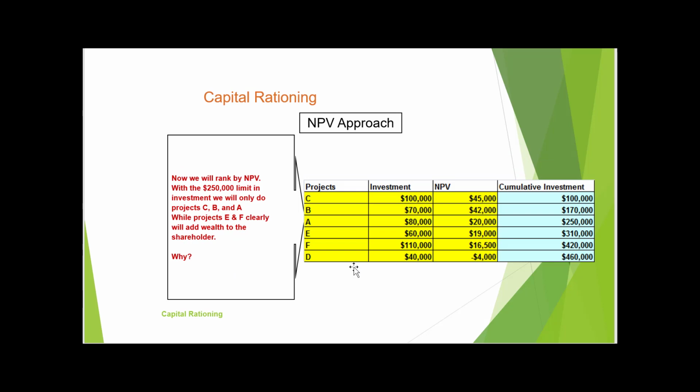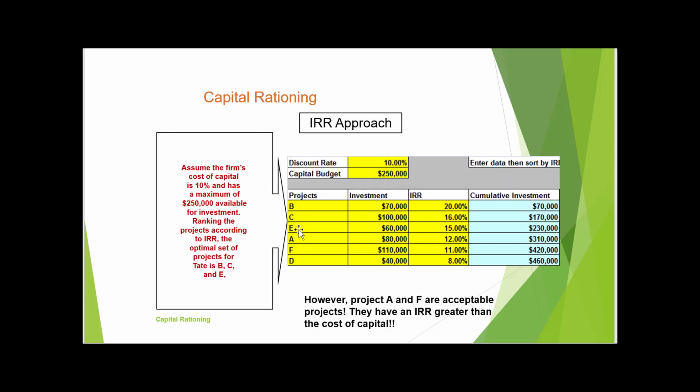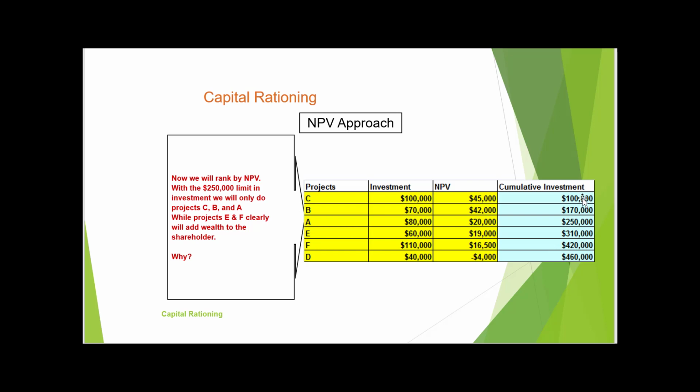If you do the net present value approach, you do the same process: put in the projects, the investment, and the net present value. And again, sort on net present value from highest to lowest. Again, you see D is out because it's negative. But now we have a different ranking, C, B, A, E, F, where the last ranking was B, C, E, A, F. So we've switched a couple of projects here. And as you see the cumulative investment, it says you're going to do C, B, and A. That gives you $250,000 investment.